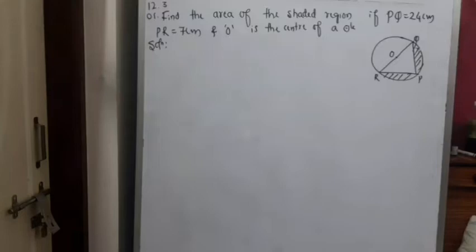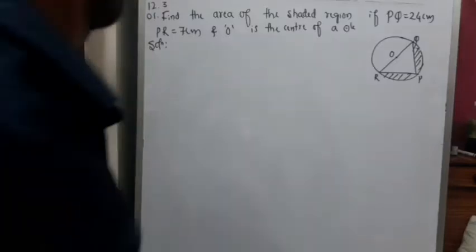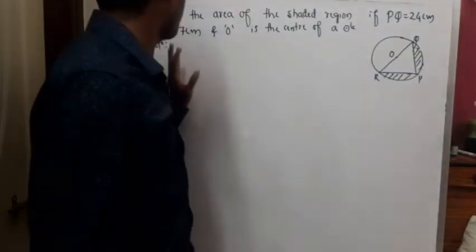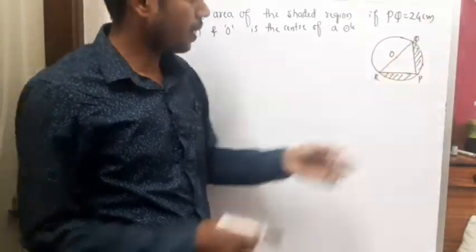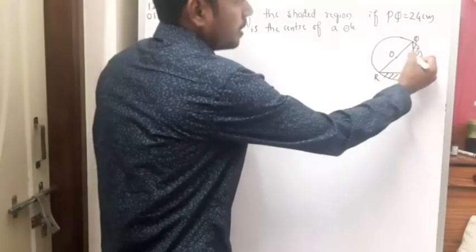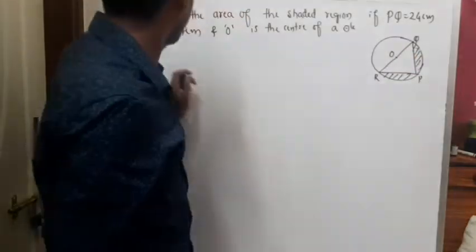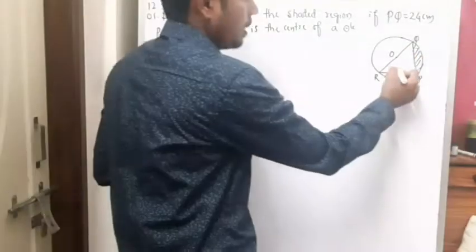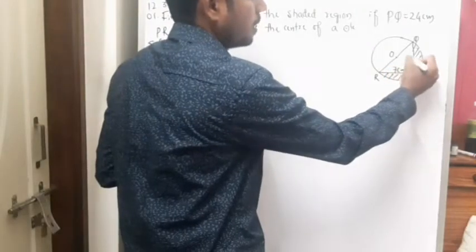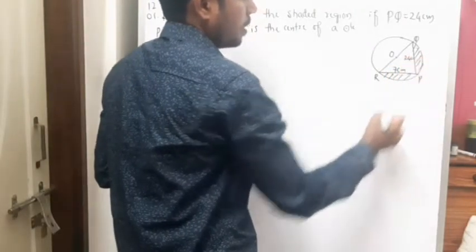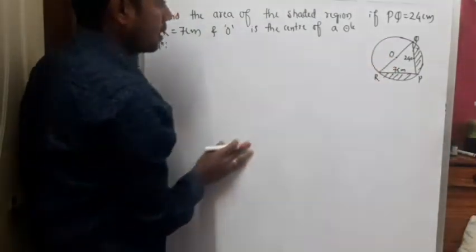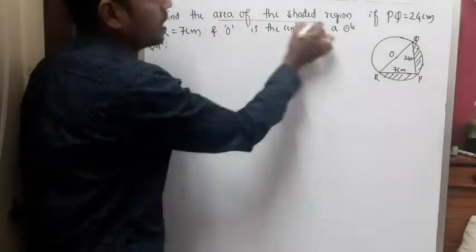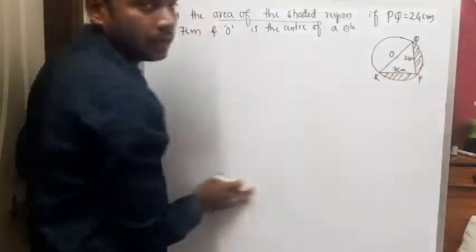Dear student, we'll start with a new exercise, that is 12.3. In that first question, find the area of the shaded region if PQ is equal to 24 centimeter and PR is equal to 7 centimeter. This is 7 centimeter and this is 24 centimeter. O is the center of a circle. Find the area of the shaded region. This shaded region area we need to find.